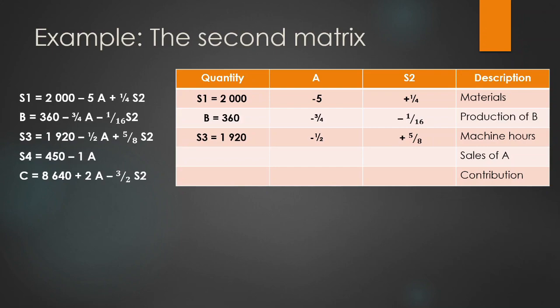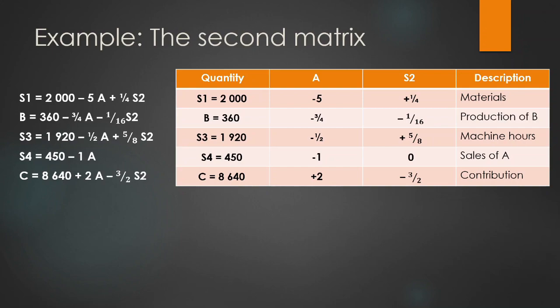Next, we do S4. Under quantity, we have S4 is equal to 450. Under A, we have -1, and under S2, we have 0. Finally, we have our contribution row. When we produce 360 units of B, we will make a contribution of 8,640 Rand. We have +2 under column A and -3/2 under column S2.